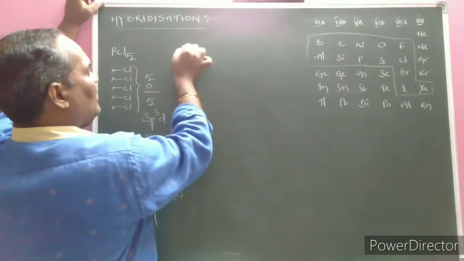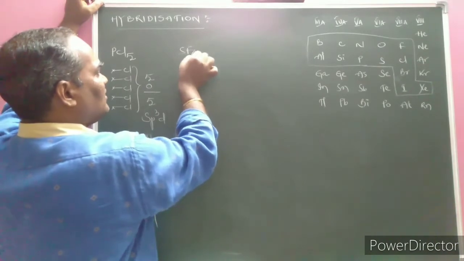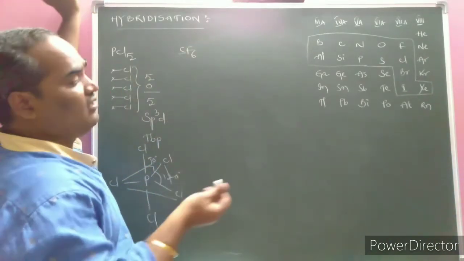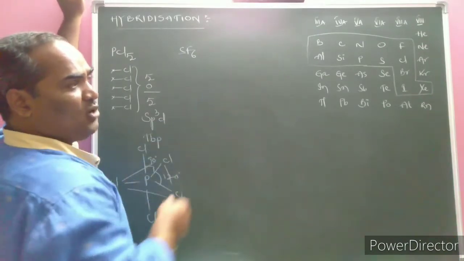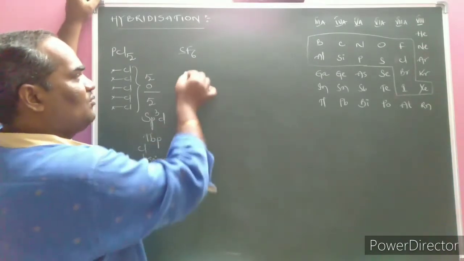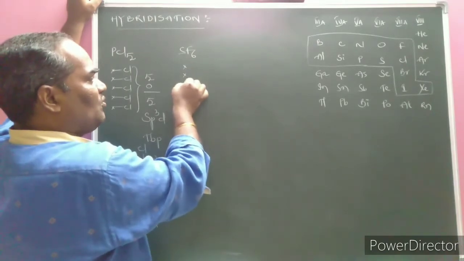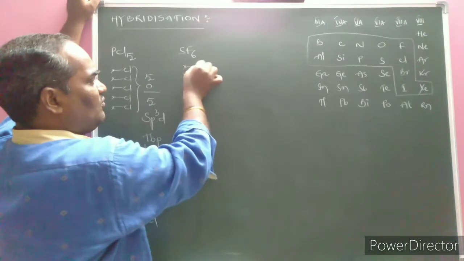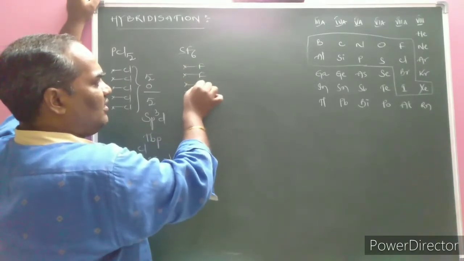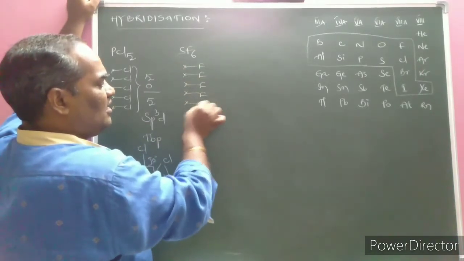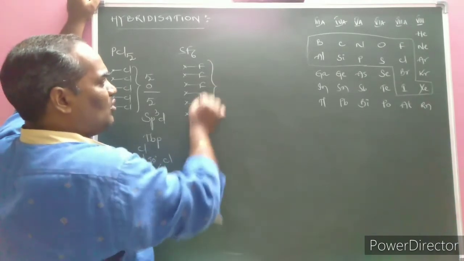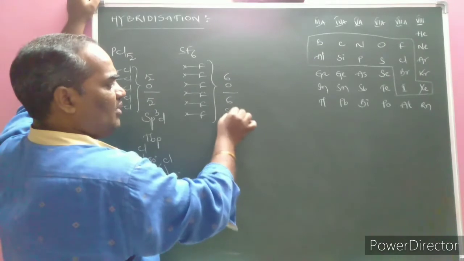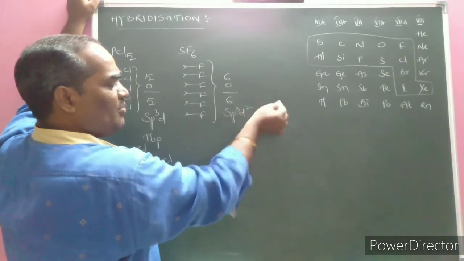Next one. Another most important example is SF6. What is the central atom in SF6? Sulfur atom. Sulfur belongs to group number 6, that is a chalcogen. 1, 2, 3, 4, 5, 6. Here the fluorines are bonded to this one. The 6 are there, all are monovalent species. Hence the number of sigma bonds is 6, lone pairs is 0. Hence we call 6, hybridization is sp3d2 hybridization.